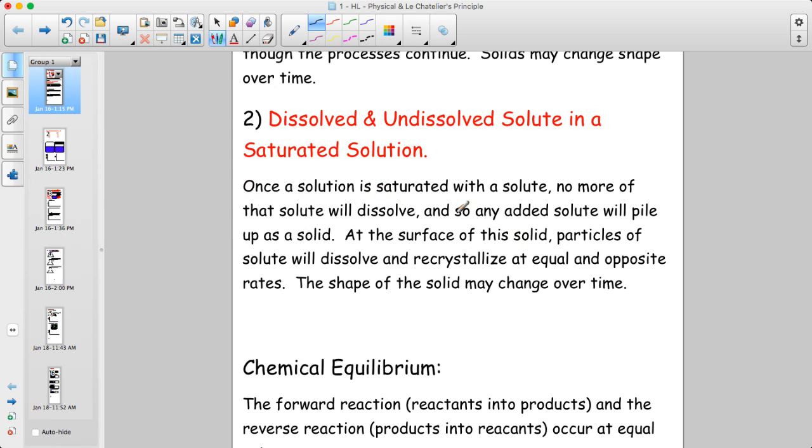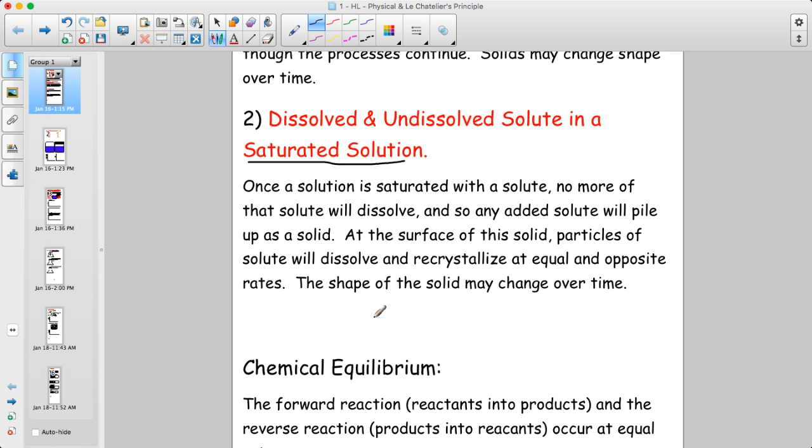Another physical example is a saturated solution, where you've dissolved a lot of salt or sugar into water. It could be any solvent, but usually we deal with water. You've got some solid solute just sitting at the bottom. At the surface of that solid, particles of solute will continue to dissolve, while other dissolved particles of solute will continue to recrystallize. Those two processes, dissolving and recrystallizing, will be equal and opposite.